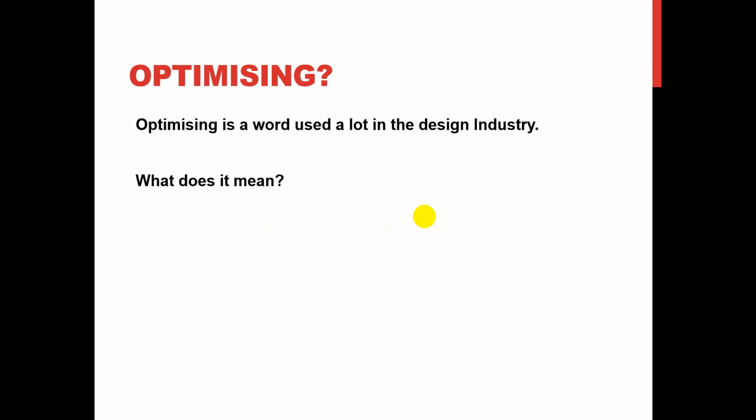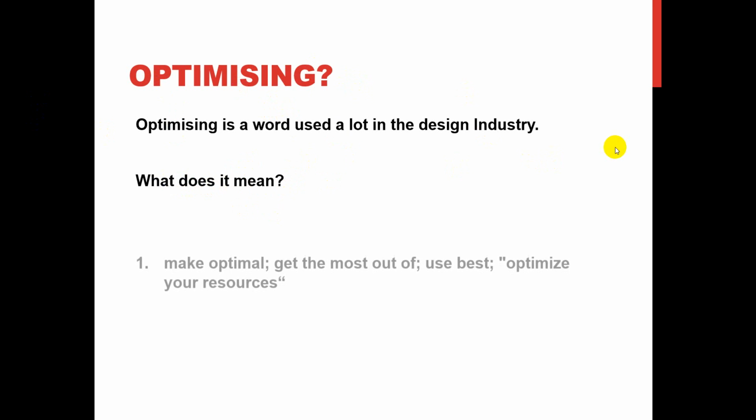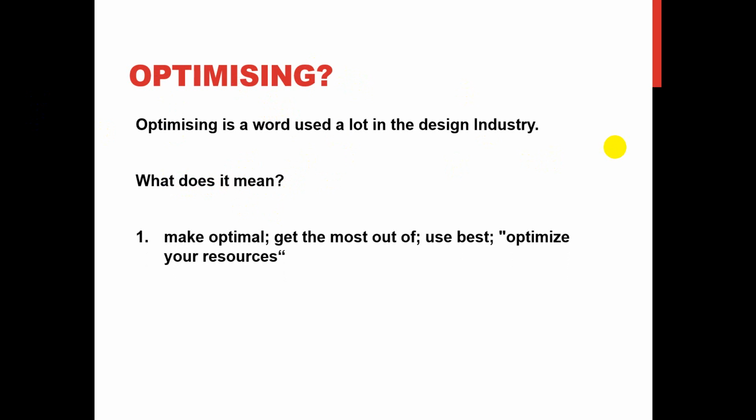Optimizing is basically a word that's used a lot in the design industry and many industries as well. What does optimizing mean? What do we talk about when we're talking about optimizing a file? You need to optimize this. We talk about optimizing something to get the most out of it.